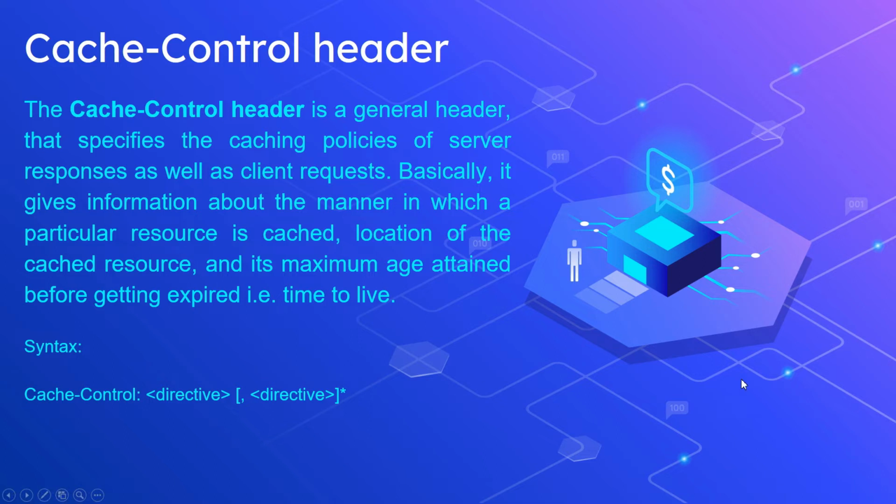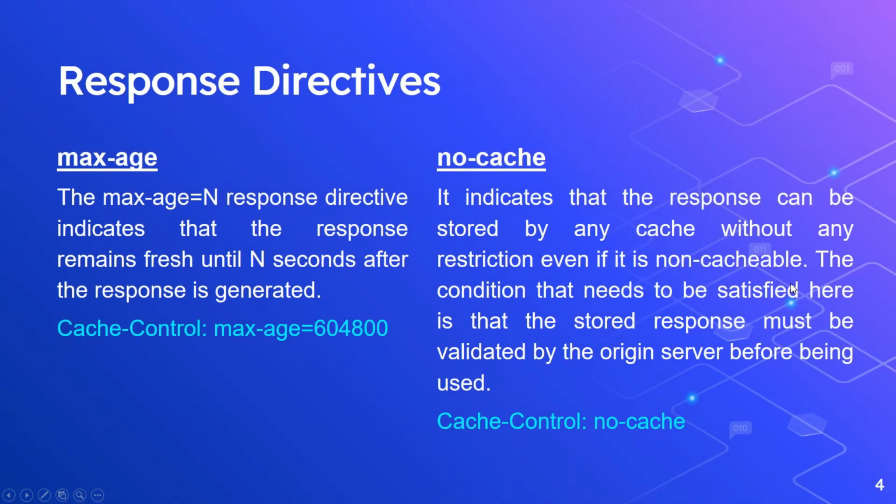Now we will discuss the directives. We can set these directives in the response as well as the request part. Let's discuss some directives. First of all, we'll discuss response directives. The first one is max-age. The max-age directive defines for how many seconds a response that is stored in the cache will remain fresh. Let's say there is an image which is stored in the cache for 2 days. It will remain fresh or available in the cache for the next 2 days. And this 604800 is the number of seconds up to when the particular response will remain fresh.